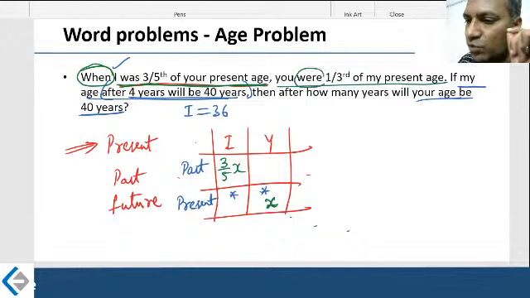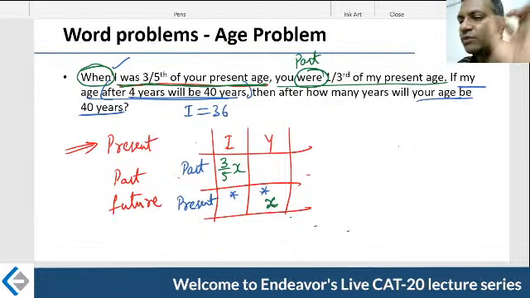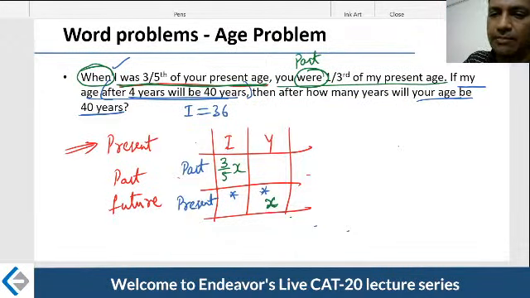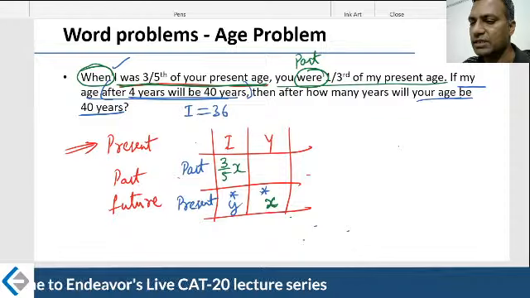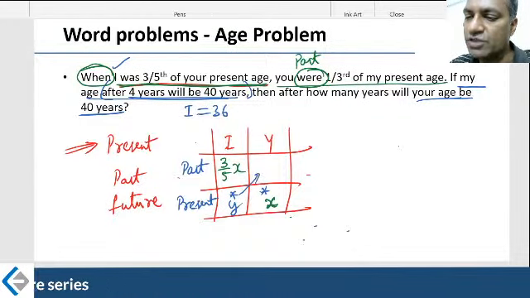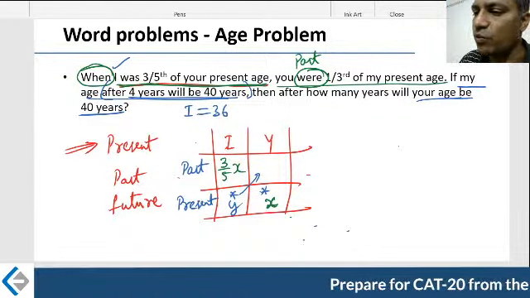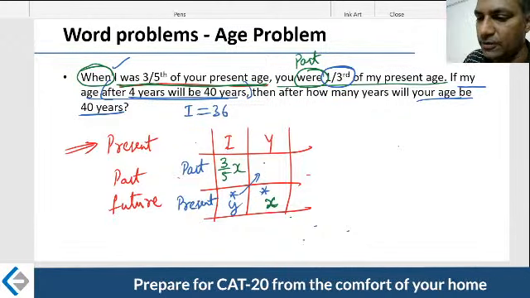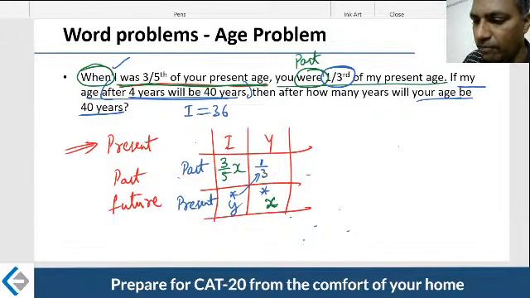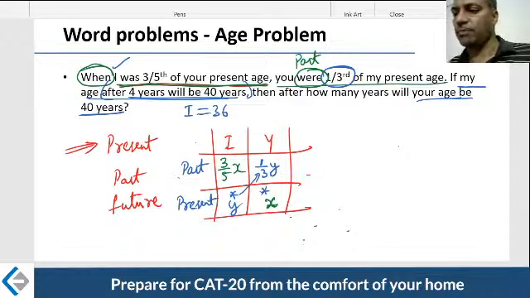"You were" means what? Past tense. You were 1/3 of my present age. X is already assumed. Let's say that my present age is Y years. If your present age is Y years, then "you were" 1/3 of my present age. That is the reference in the past we are talking about.